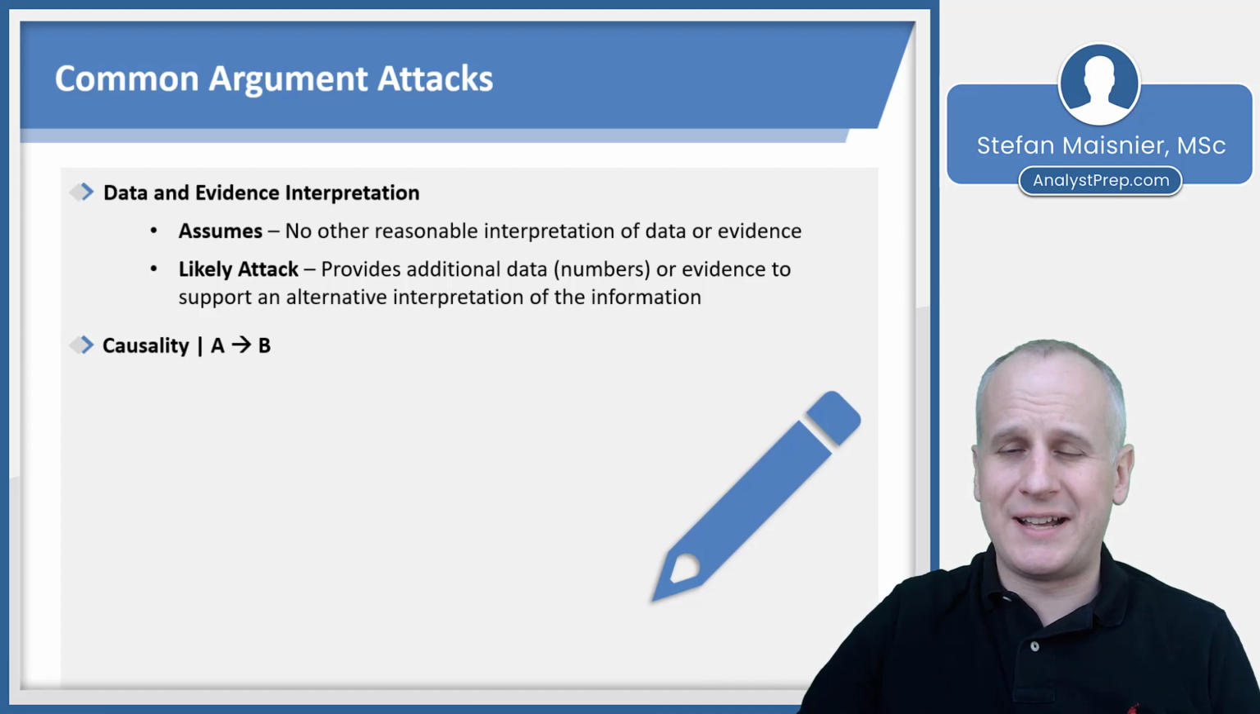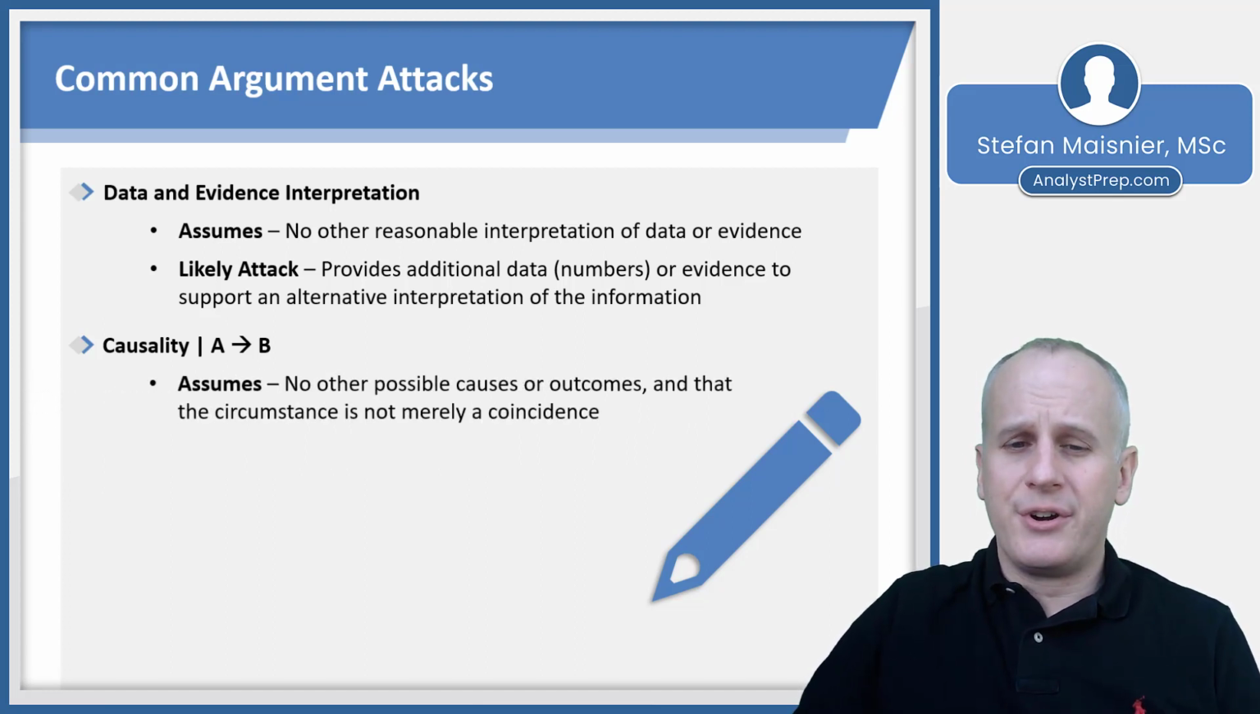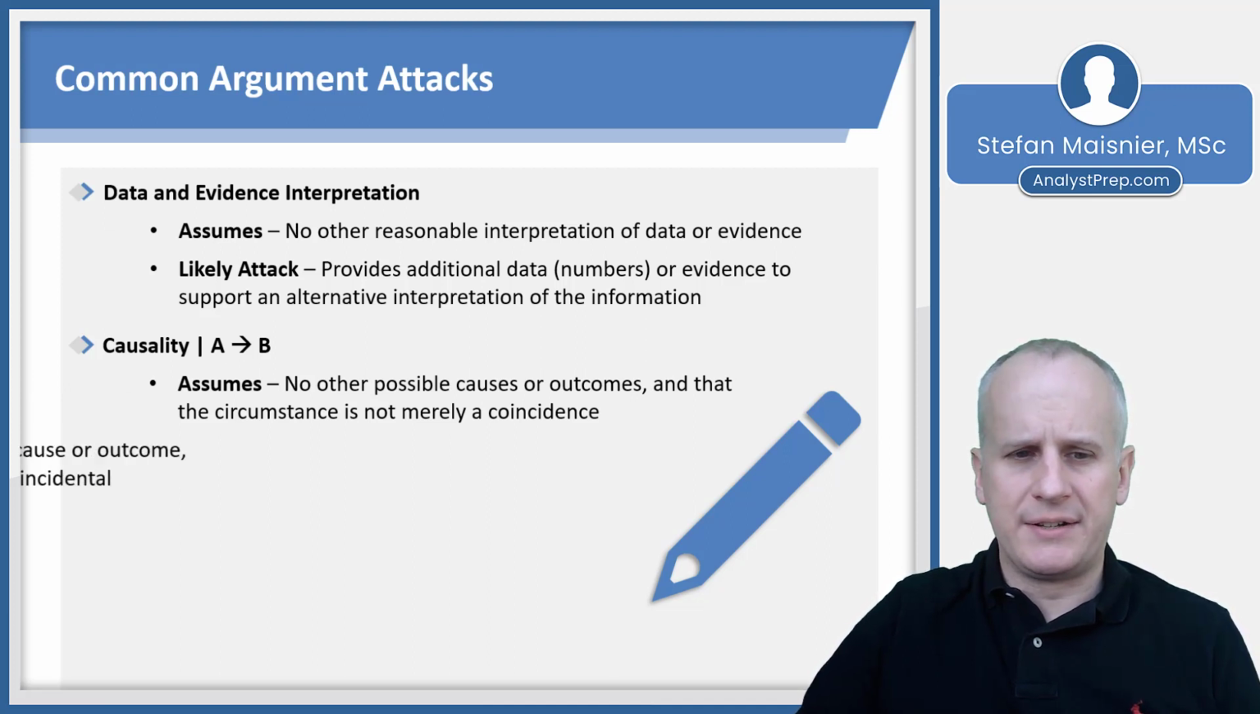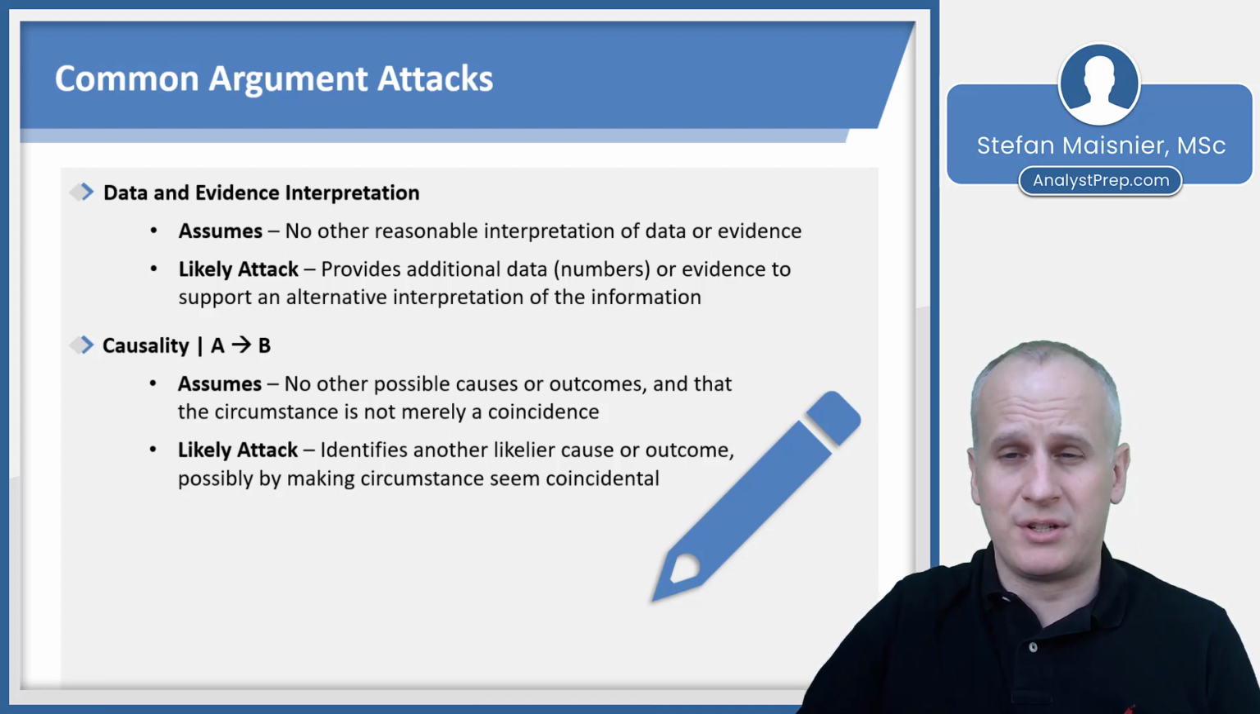Then we, of course, have causality. We know that all arguments can basically be considered as a causality. And a causality just assumes that there are no other possible causes or outcomes, and that the circumstance is not merely coincidental. So your likely attack is going to identify another likelier cause or outcome. And possibly that's going to be done by making the circumstance seem coincidental, so that they just happened at the same time. They weren't actually causally related.